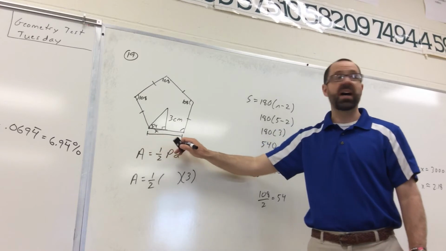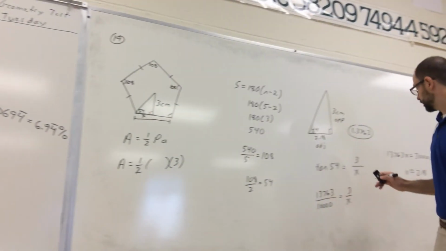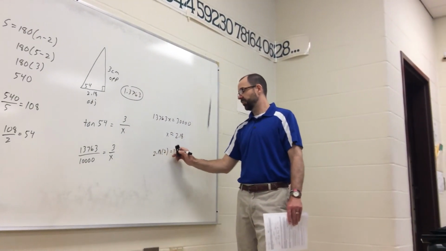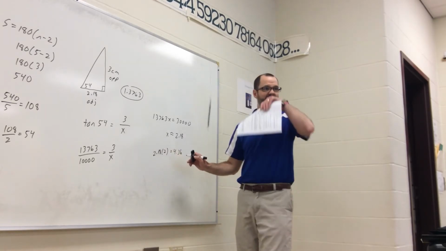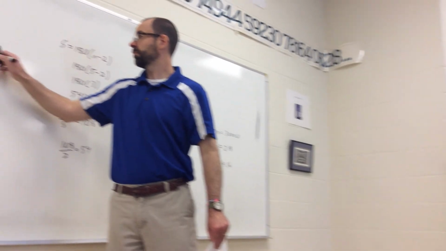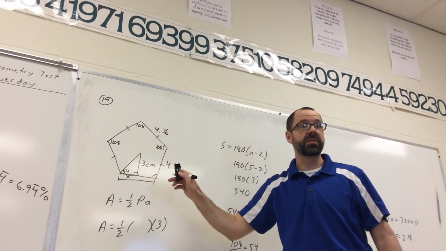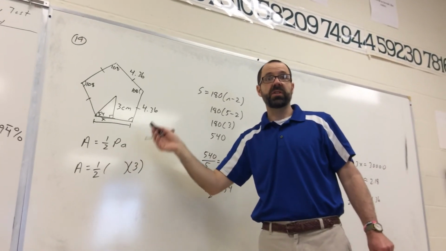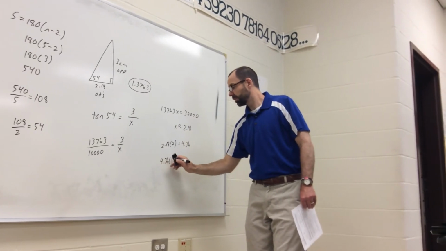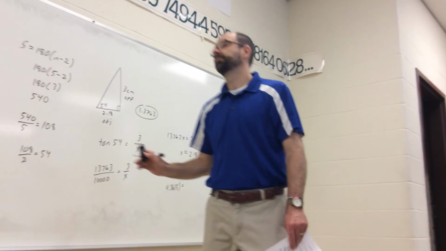I'm really needing the side of the pentagon. So I'll take the 2.18 times 2. That's 4.36. It's a regular pentagon, so they're all 4.36. So to get the perimeter, I take 4.36 times 5. That's 21.8. Yeah.